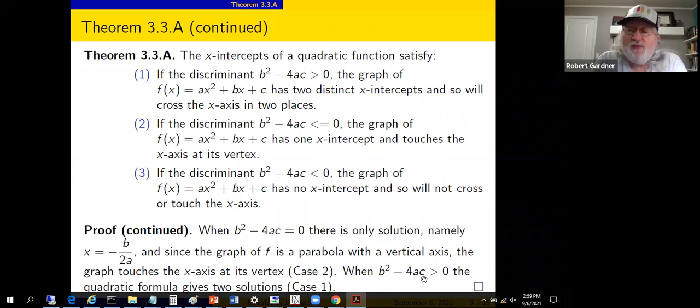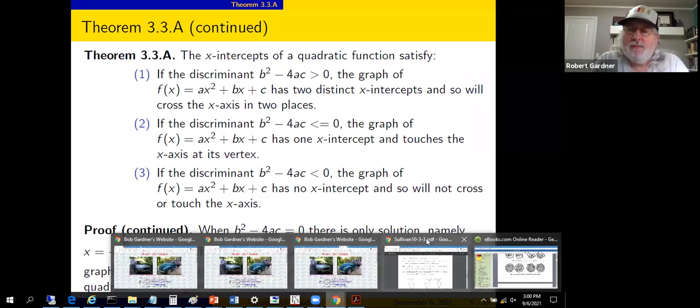If b squared minus 4ac is greater than 0, then the quadratic formula gives two solutions: negative b plus the square root of the discriminant over 2a, and negative b minus the square root of the discriminant, all divided by 2a. So as I said, it all just comes straight out of the quadratic formula in terms of this type of behavior. Returning to the notes.